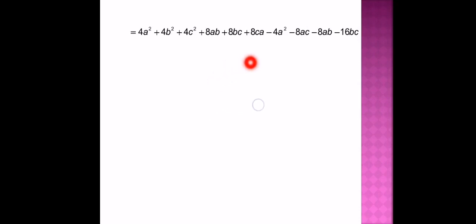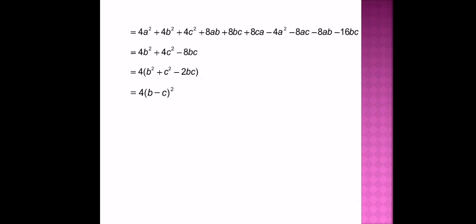8ab minus 16bc. Now this minus 8ab and this plus 8ab both will cancel out each other, and this 4a square and this minus 4a square will cancel out each other, and we will be left with 4b square plus 4c square minus 8bc. Now 4 is the common factor, so by taking 4 out as a common factor, we get 4 into b square plus c square minus 2bc. The term inside the bracket is obviously a perfect square, and it is the whole square of b minus c. So we can write it as 4 into b minus c whole square.